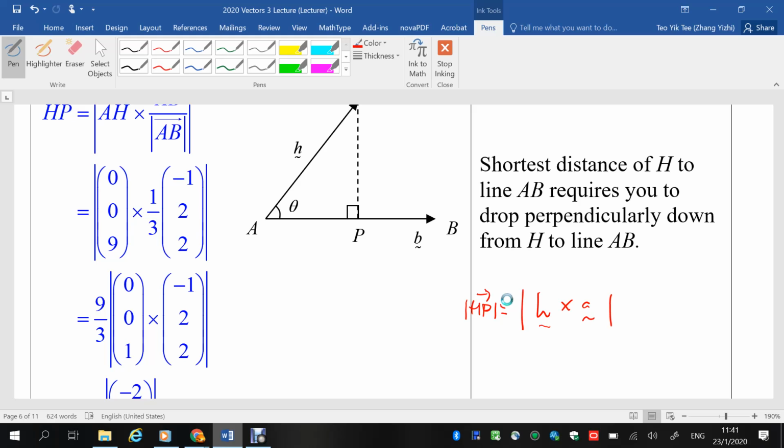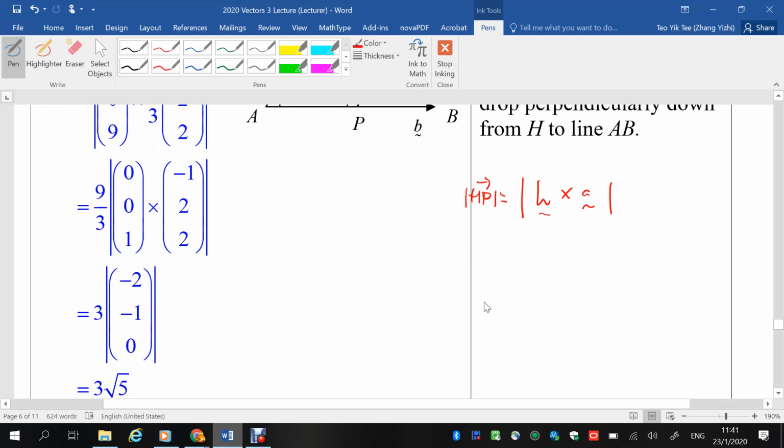Reminder again, your theory is on the right column, the workings is on the left column. So learn the right column more than the left column. Can you do your cross product? You should be able to give me -2, -1, 0. And don't forget, there's a magnitude. From your chapter 1, it is actually 3 times the square root of 2 squared plus 1 squared, and you get your 3 square root 5. That is the shortest distance that we are searching for.